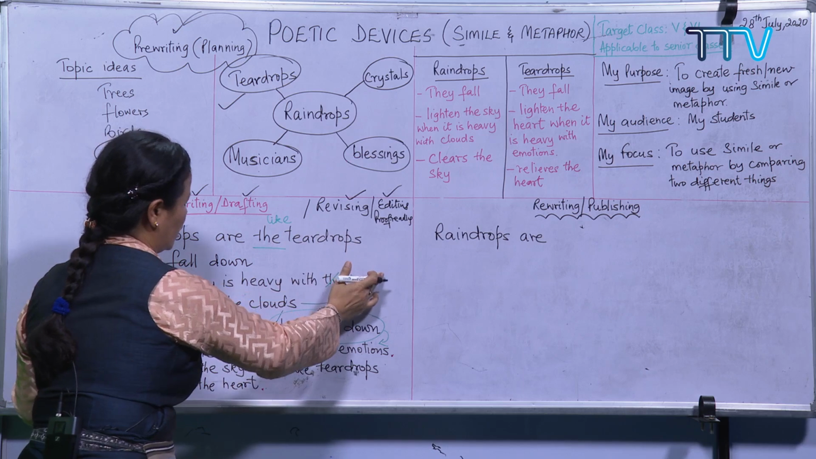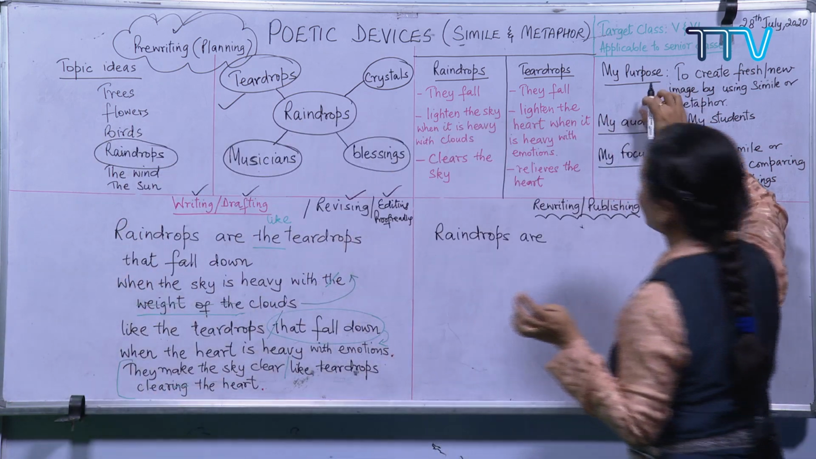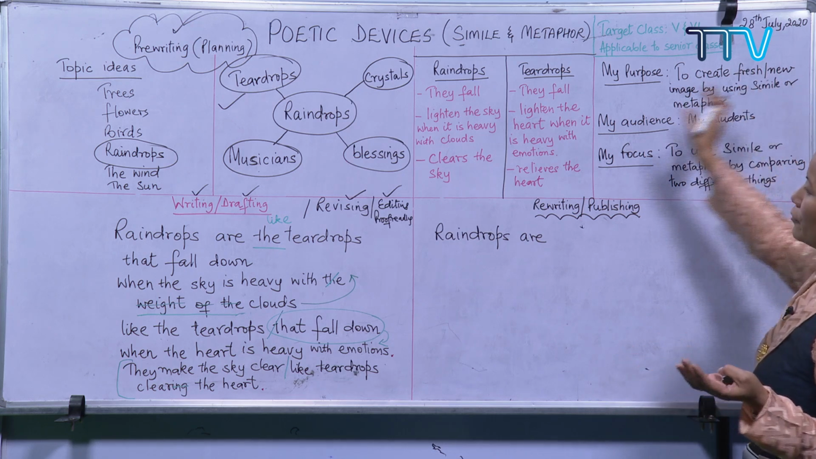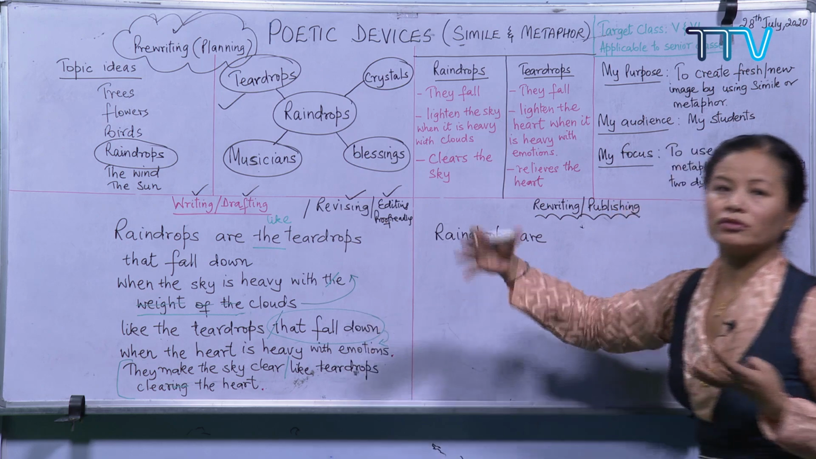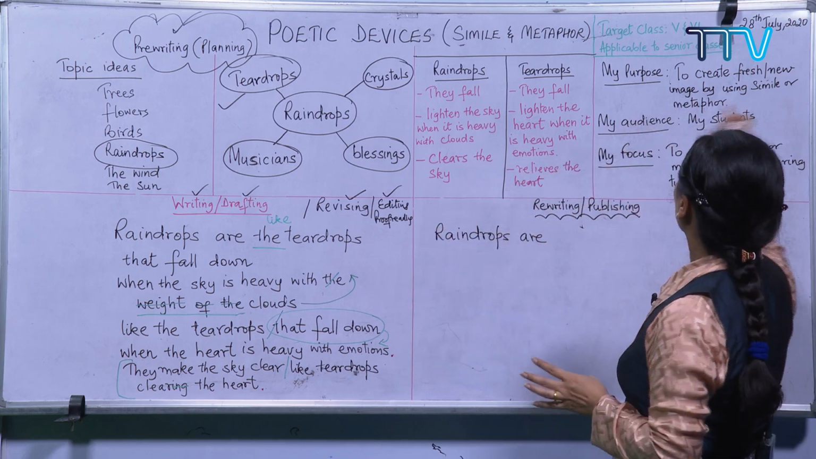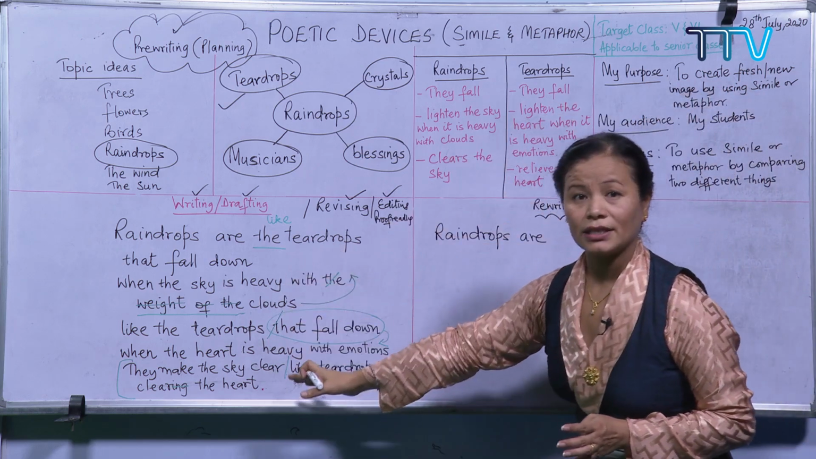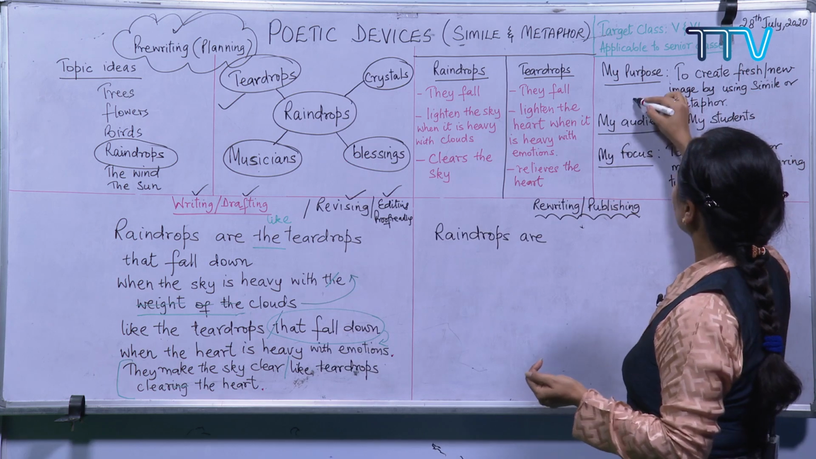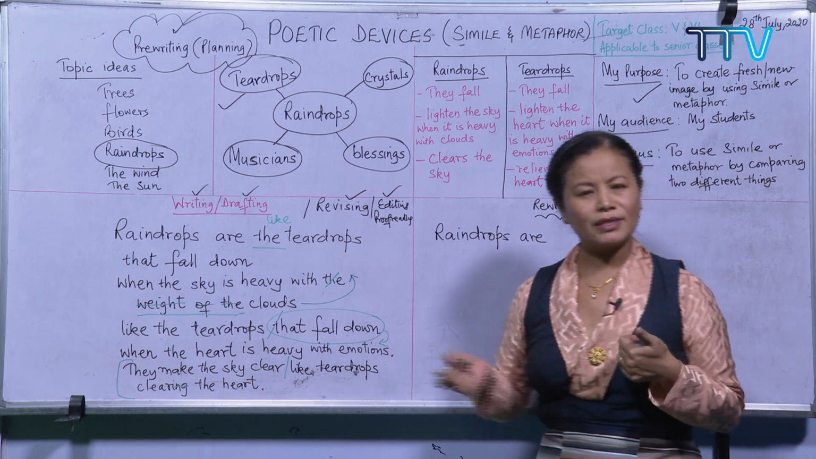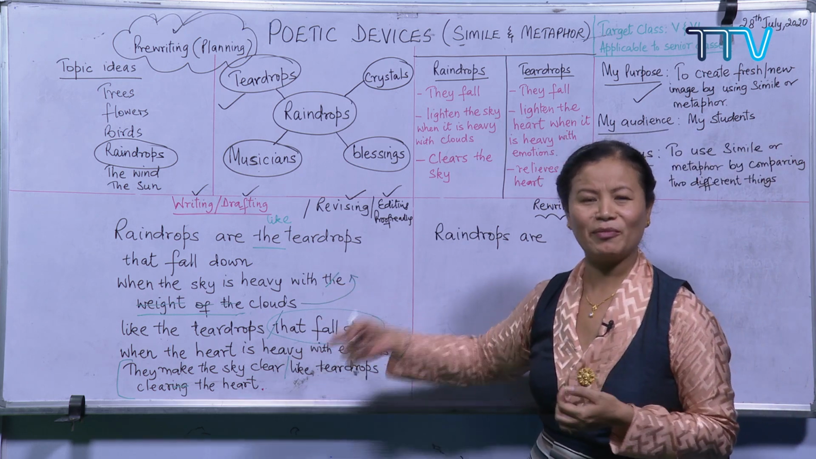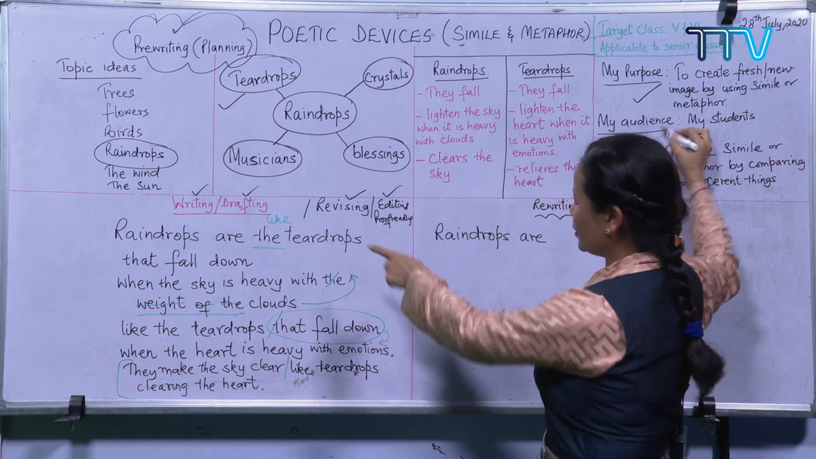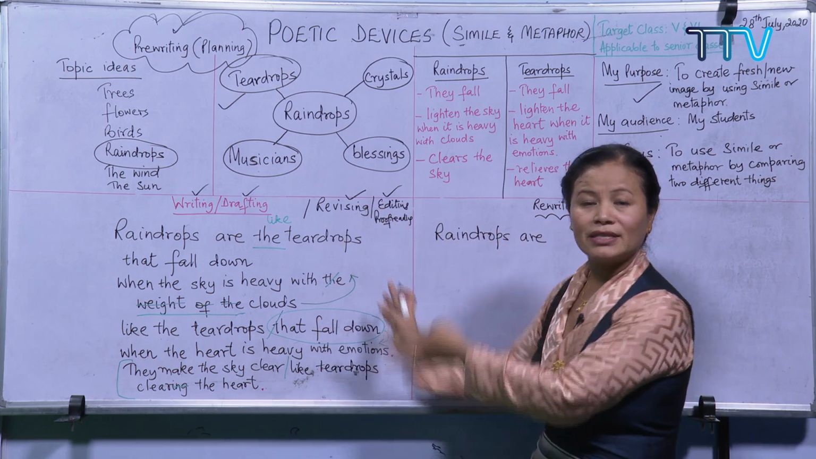We need to also check a checklist, whether our purpose, like my purpose was to use a fresh image by using simile or metaphor, okay. Have I in a way tried to create that? Yes, of course, I have compared raindrops to teardrops, right, and I have made use of simile, isn't it? Good. So, I have done this, my purpose is served. My audience are my students. Will my students enjoy reading this? Will my students understand this? I think they will, because the language used is very simple here, isn't it?